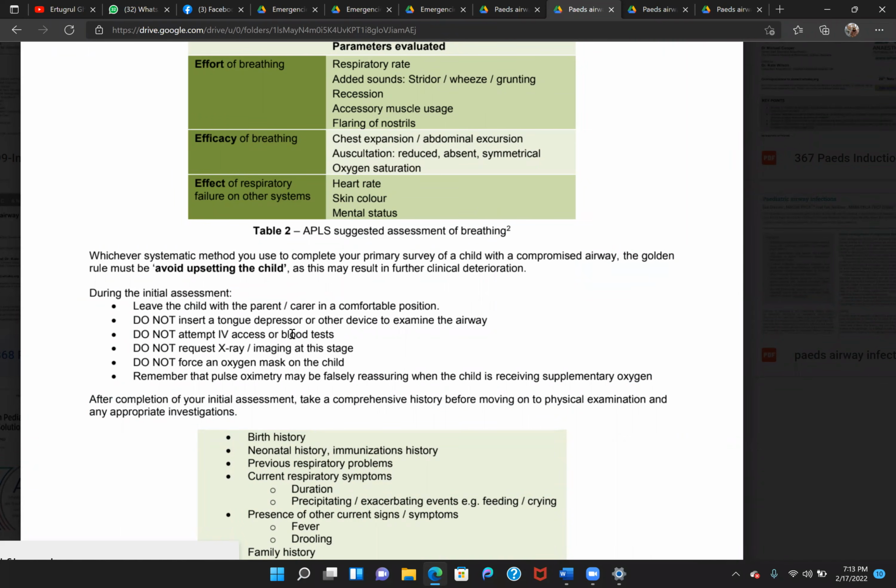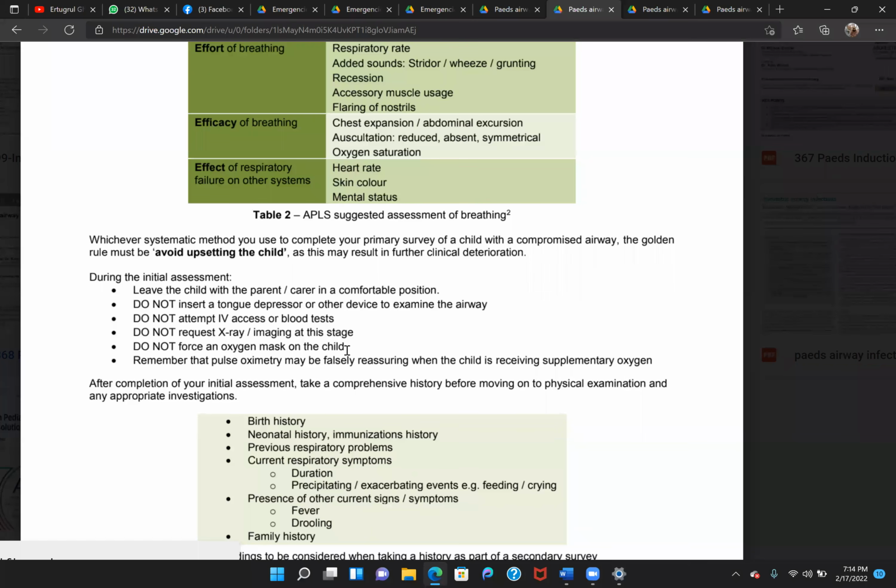Do not insert a tongue depressor or other device to examine the airway. Do not attempt IV access or blood tests, as I told you before. Do not request X-ray imaging at this stage unless the scenario requires it. Don't push for things. You have to deal with the clinical signs and symptoms more than anything else.